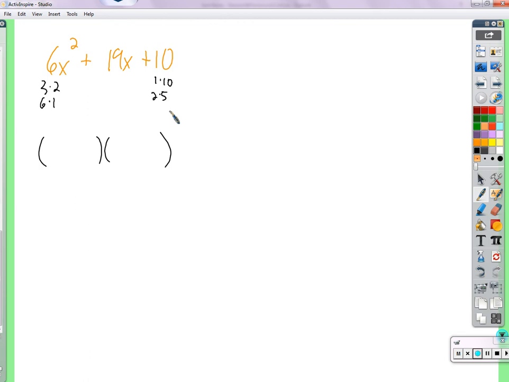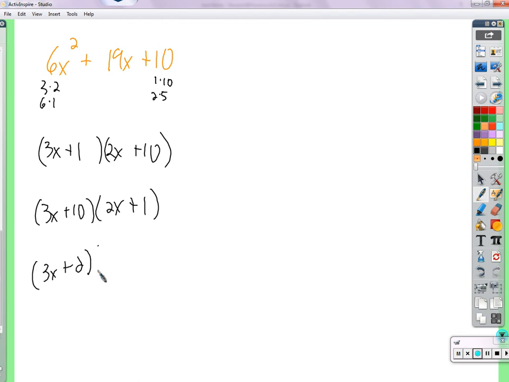For now, you're just going to have to kind of guess and check. Just for now. Okay? So we'll start with 3 and 2. We could go 3x and 2x. And then to multiply and get 10, we could do plus 1 plus 10. Or we could do 3x plus 10 times 2x plus 1. And then we could do 3x plus 2 times 2x plus 5, or 3x plus 5 times 2x plus 2. So those are all the combinations, just if we lock down 3x and 2x.